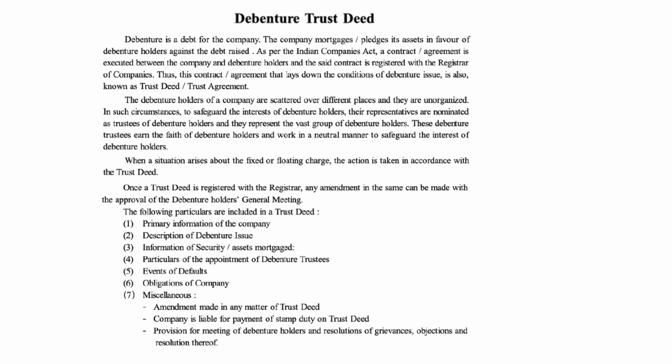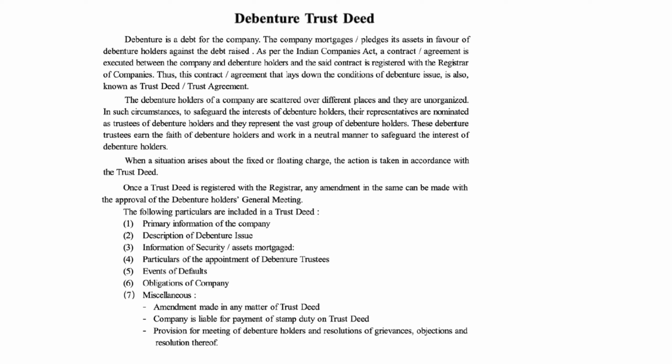Next is what is the obligation of the company? That is, whatever rate of return they have promised, whatever repayment at the end of 15 years, 20 years, whatever premium they have promised. All this will be the obligation of the company. Other than that, they may have promised that we'll give you an annual report. So these all are the obligations which will be mentioned in the trust deed.